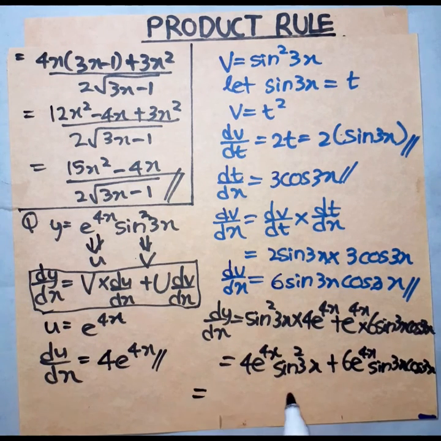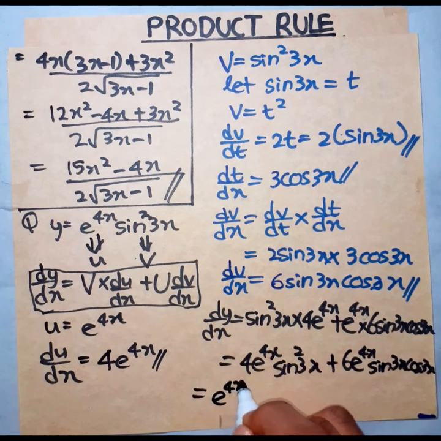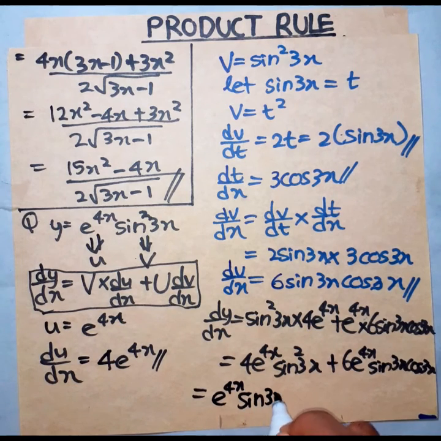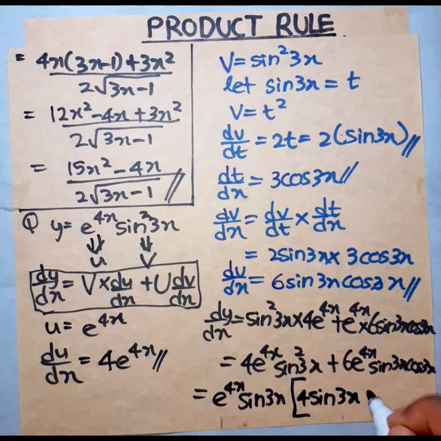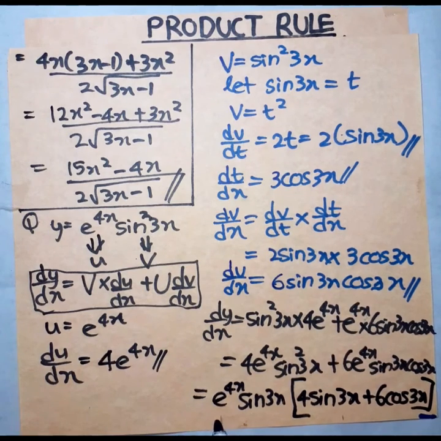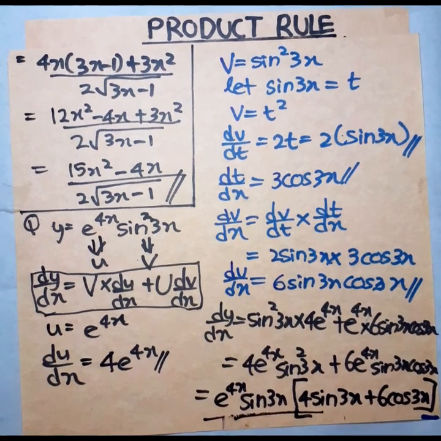So we can take sine 3x out along with e to the power 4x. So e to the power 4x sine 3x. When we factorize this, we're going to end up with 4 sine 3x plus 6 cos 3x. So that's that, and we found the solution.